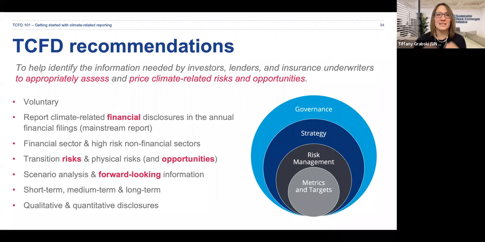And what do we mean by assess and price? We really want to understand what those impacts are going to be on a company. We want to understand maybe how risky a company is if we're going to invest in them.